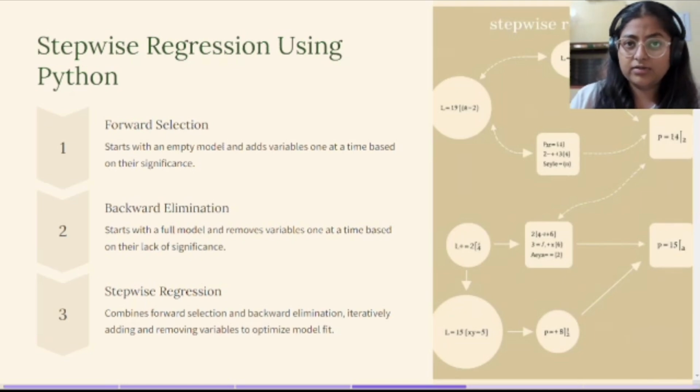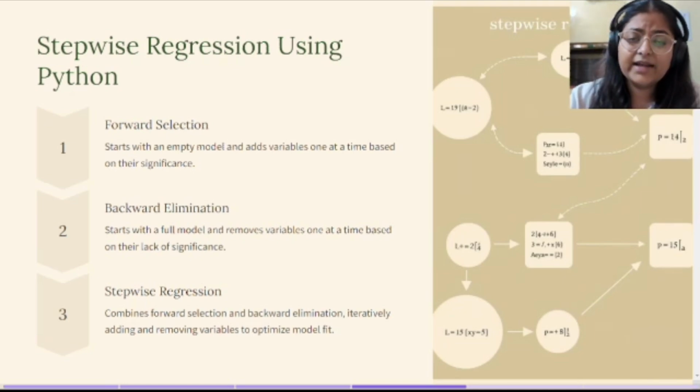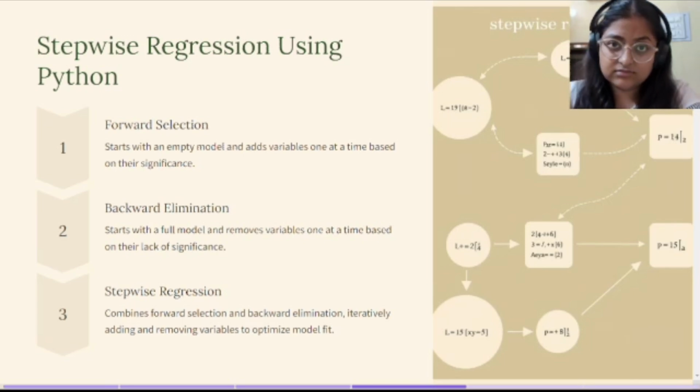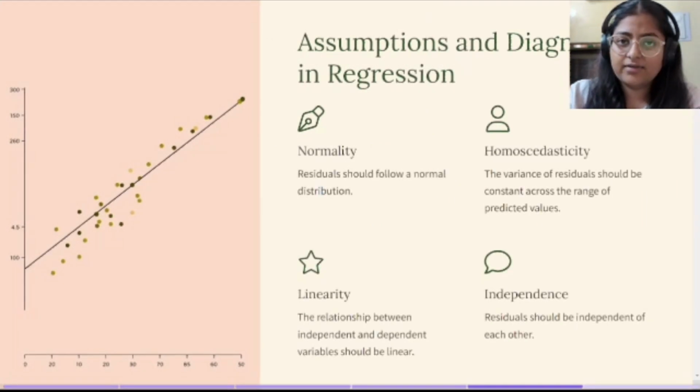The more priority is given to the variable that is in use. Stepwise regression combines forward selection and backward elimination, iteratively adding and removing variables to optimize model fit. We basically add the variables that are needed the most, and those that are not needed are respectively removed.